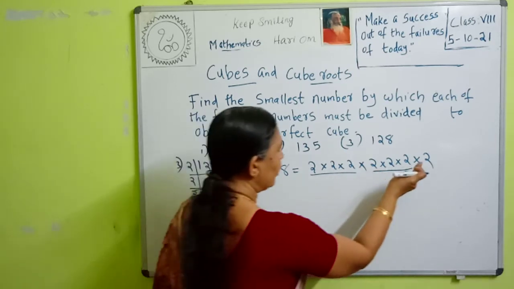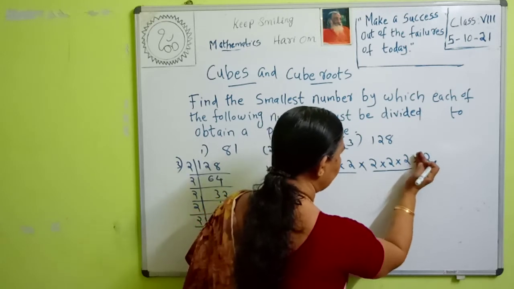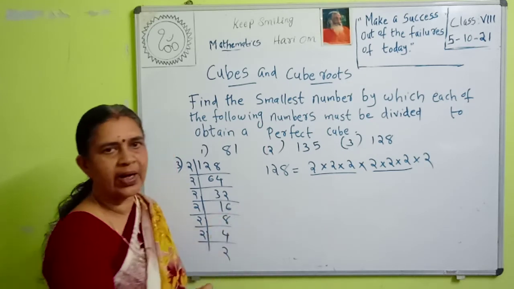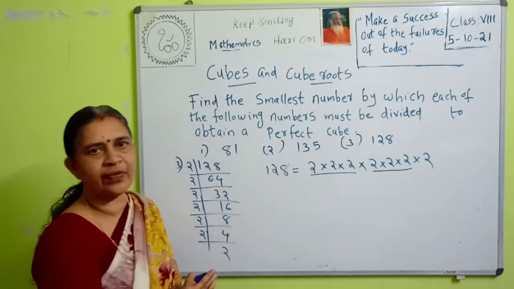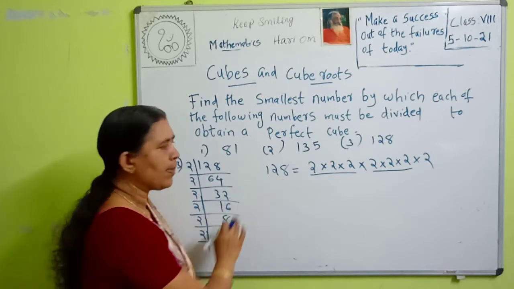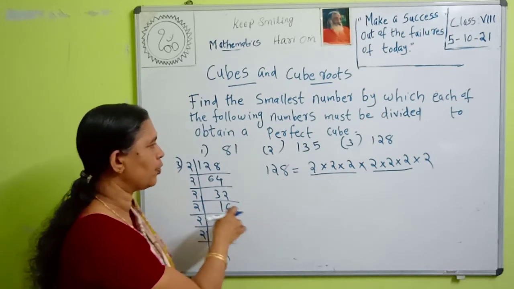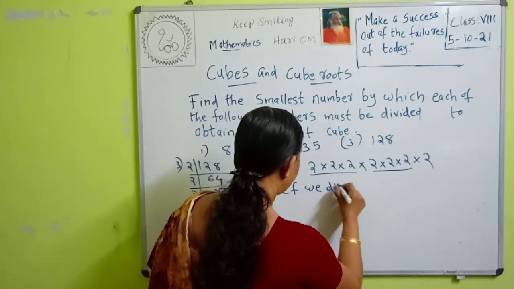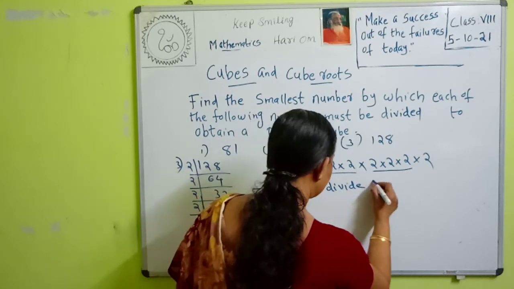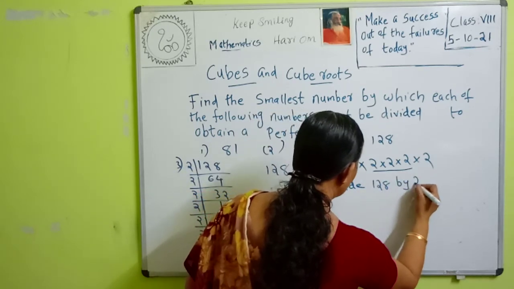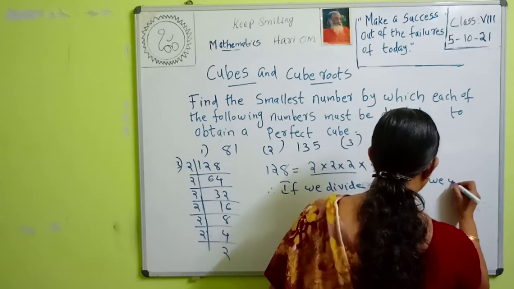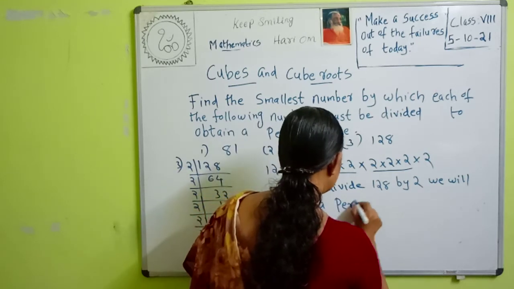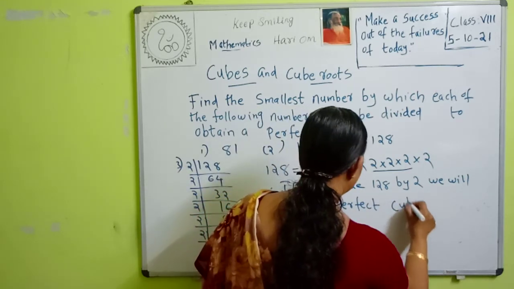Here if we divide this number by 2, if we remove this 2, then this number will be a perfect cube. So what is the smallest number to be divided to obtain 128 a perfect cube? If we divide 128 by 2, then we will get a perfect cube number.